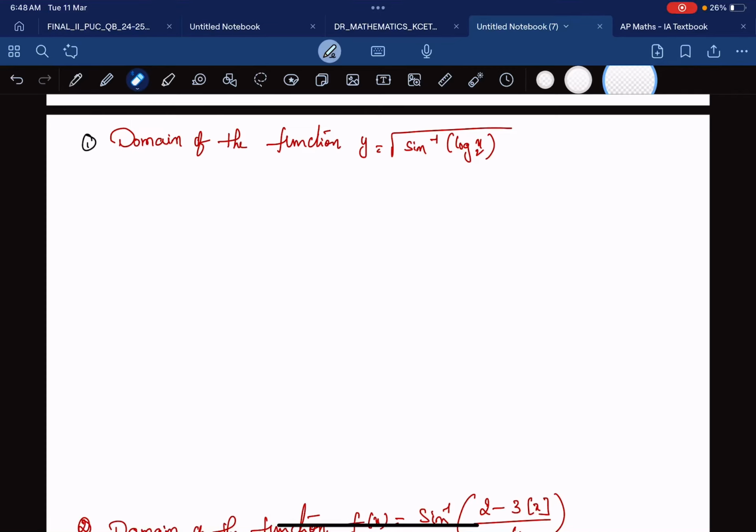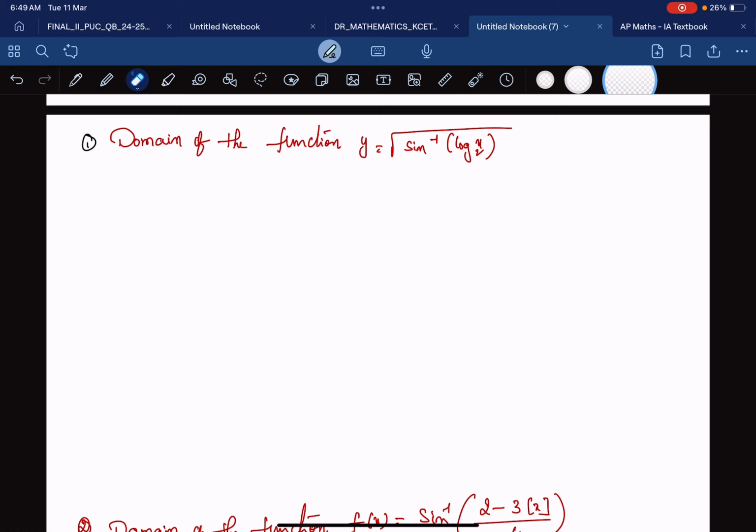Hi friends, today we are going to discuss the domain of functions related to inverse trigonometric functions. So the domain of the function y is equal to under root sine inverse of log x base 2. y is equal to under root sine inverse of log x base 2 is given.